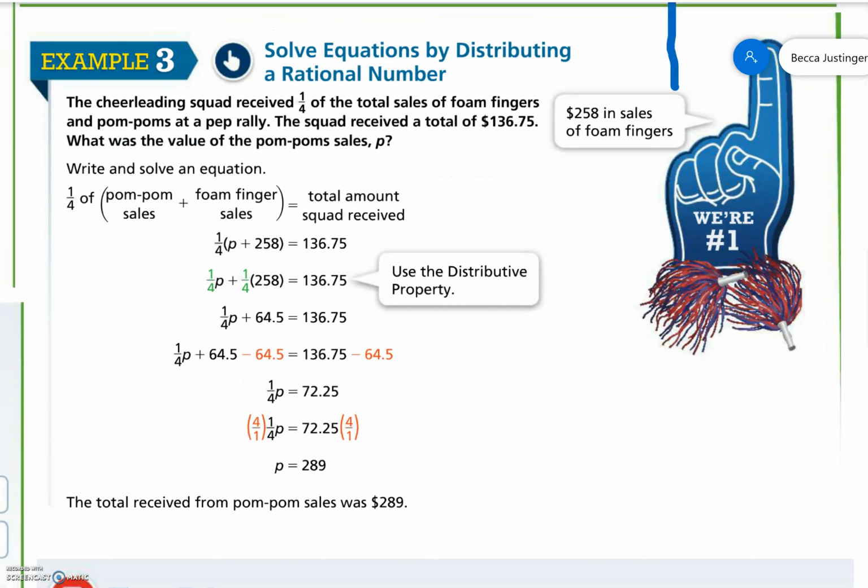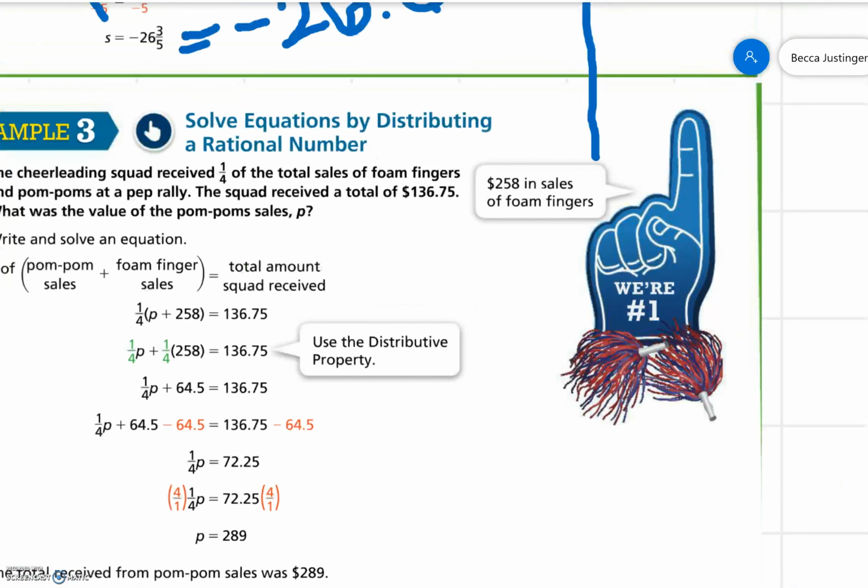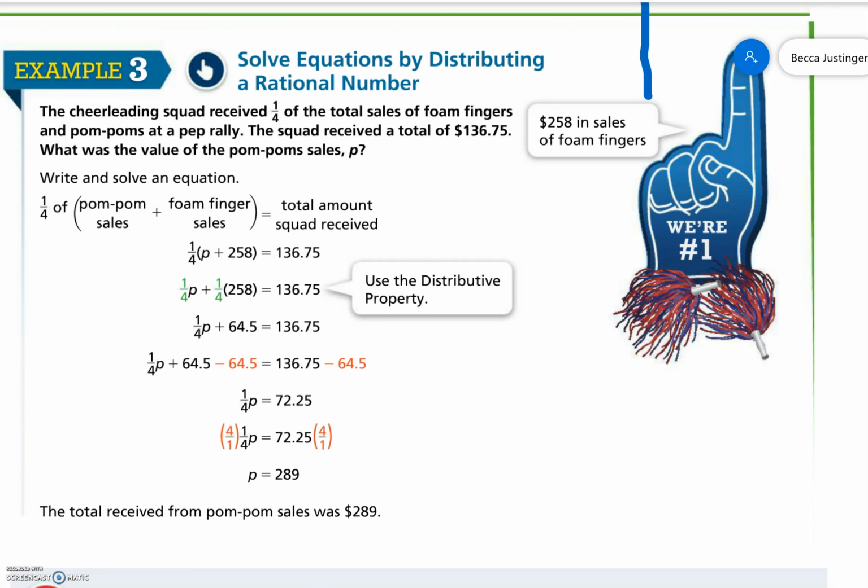Example number 3. Solve equations by distributing a rational number. The cheerleading squad received 1/4 of the total sales of foam fingers and pom-poms at a prep rally. The squad receives a total of $136.75. What was the value of the pom-poms sales? P. They raised $250 in sales of foam fingers. But we don't know how much they received in pom-poms.